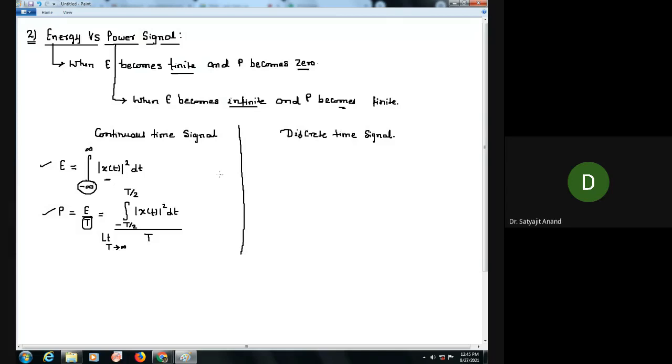In the same way, for a discrete time signal: in continuous time we have integration, so in discrete time, in place of integration, you have to use summation. This is the difference. Here time is replaced with a small n, so n goes from minus infinity to plus infinity of mod x[n] whole square.